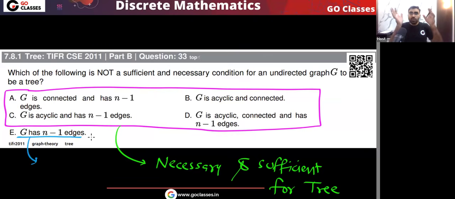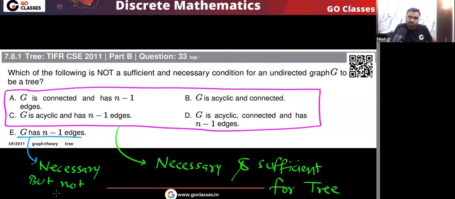Please understand. If you have n minus 1 edges, that is not sufficient to make a tree. But if you have a tree, then it is necessary that you have n minus 1 edges. So please understand this option E, that G has n minus 1 edges. This is a necessary condition for tree. This is necessary but not sufficient. Okay, very simple.